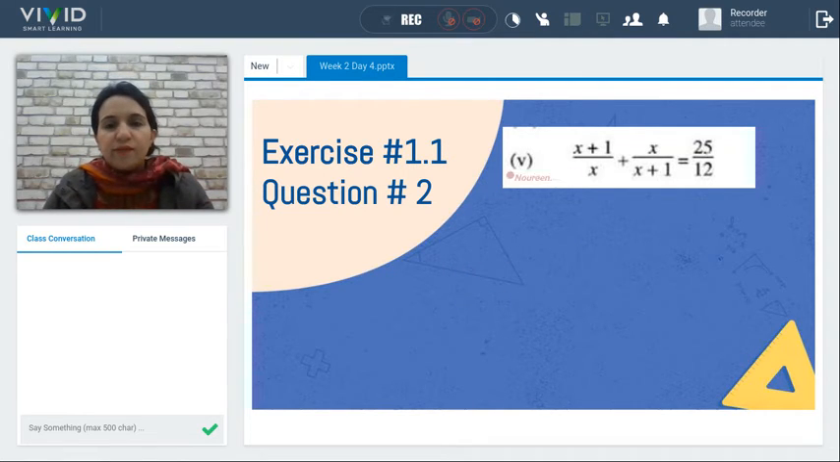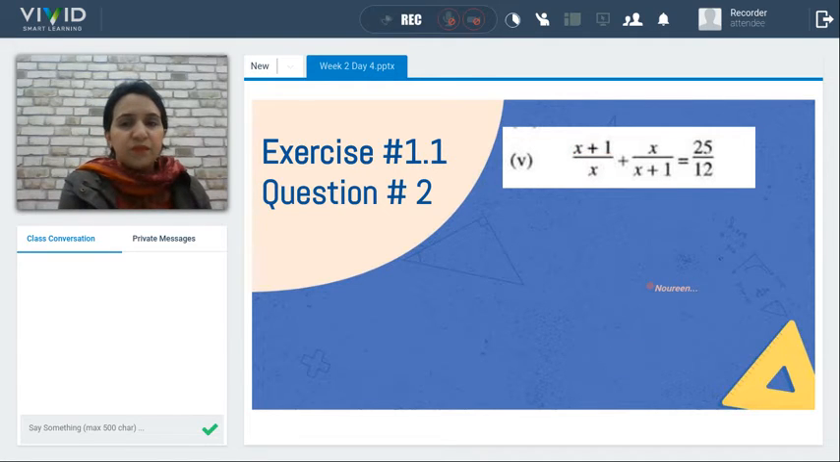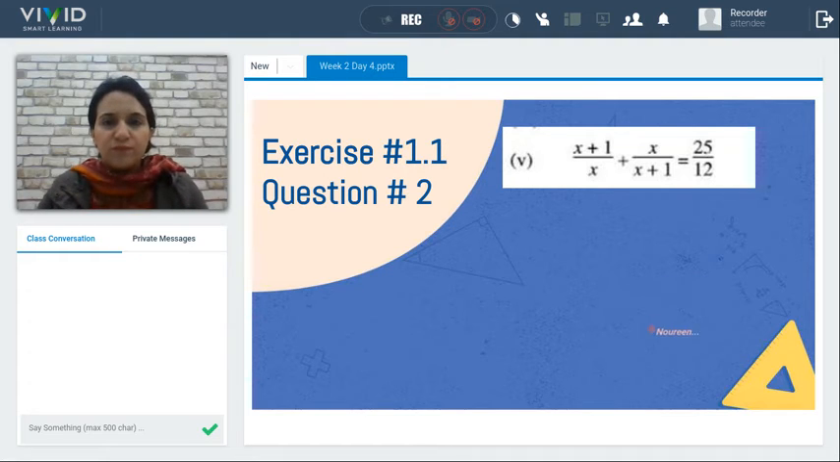This bit over here, how can we do this? First of all, this is in the fractional form. So whenever the question is in the fractional form, you are going to take LCM. So if we take the LCM, what is the LCM of these denominators? x into x plus 1 will be the LCM.